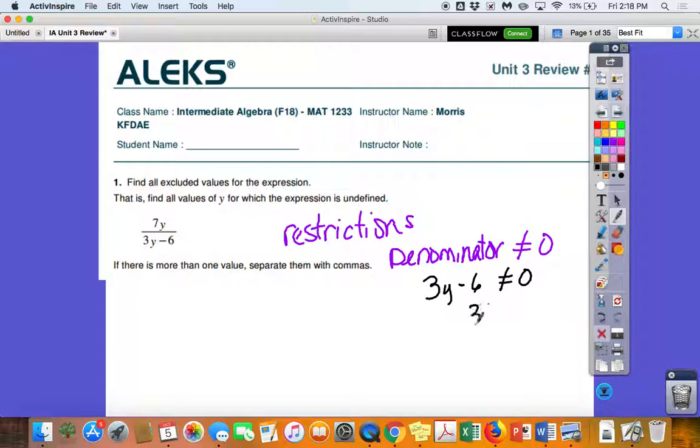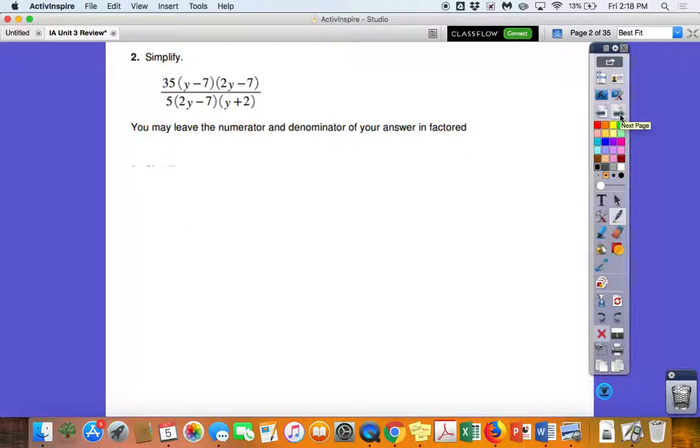So solve that out, just like you would a normal equation. Move your 6 over and it becomes positive, and then you're going to divide 3 by 3. So y cannot be 2. So it's going to ask you what is restricted. You'll probably just have a box and you're just going to put 2 in it because we only had one of them.